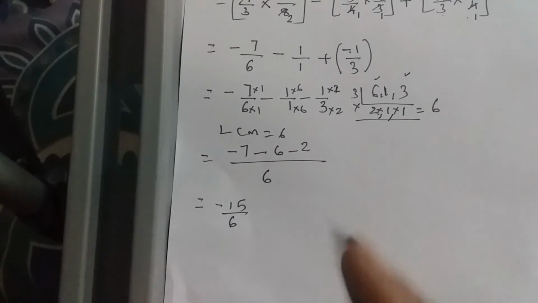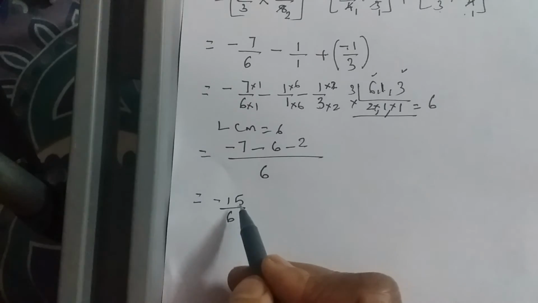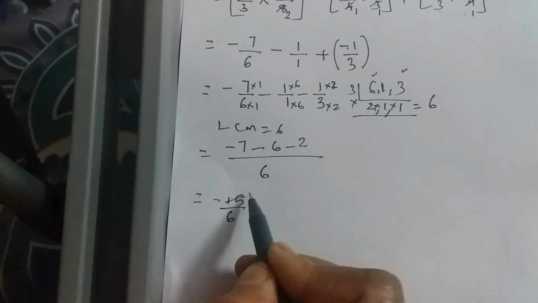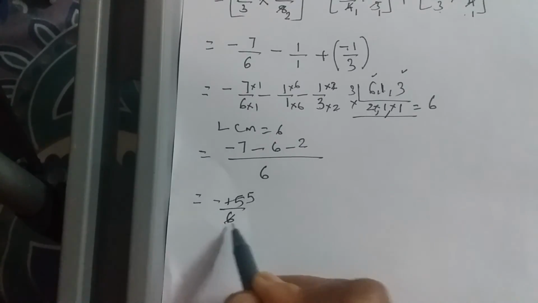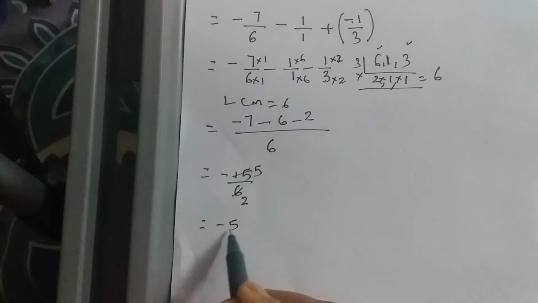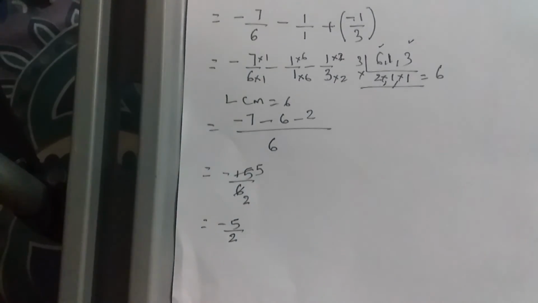Here this can be cancelled again. By what tables can we cancel? 15 and 6 both are divisible by 3 tables. So 3 5s are 15. 3 2s are 6. So we get minus 5 by 2, which is again what number?